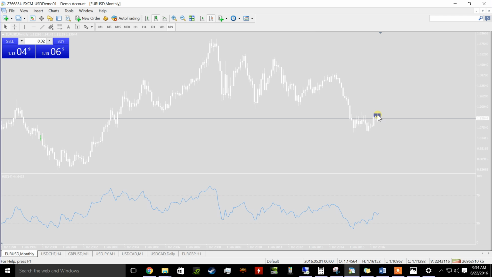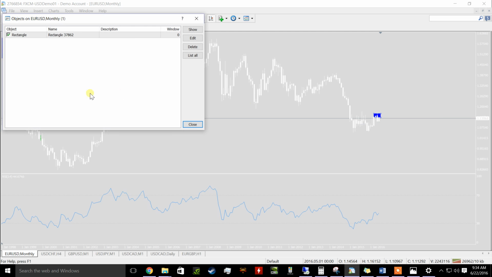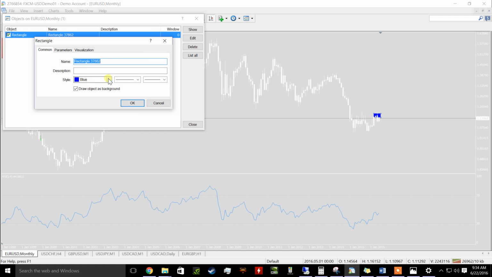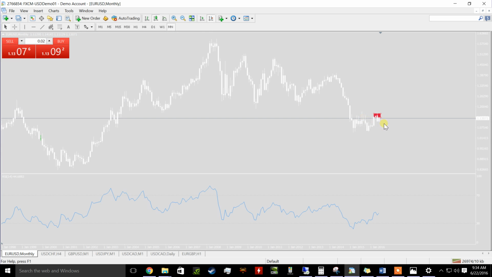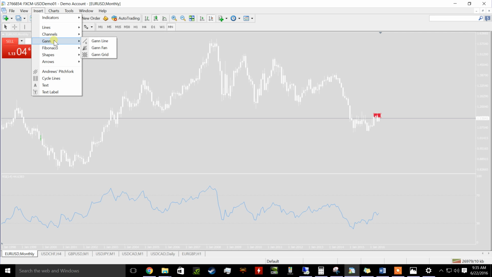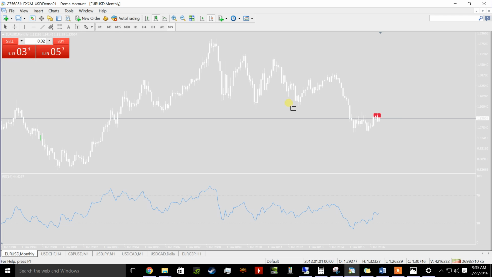So let's make that a little, let's see if I can make that red, to better show you guys. Why isn't this thing working? Okay, there we go. Good sell zone up here. Okay, and then I say, okay, this is a good buy zone down here. So let me go ahead and insert that zone down here.